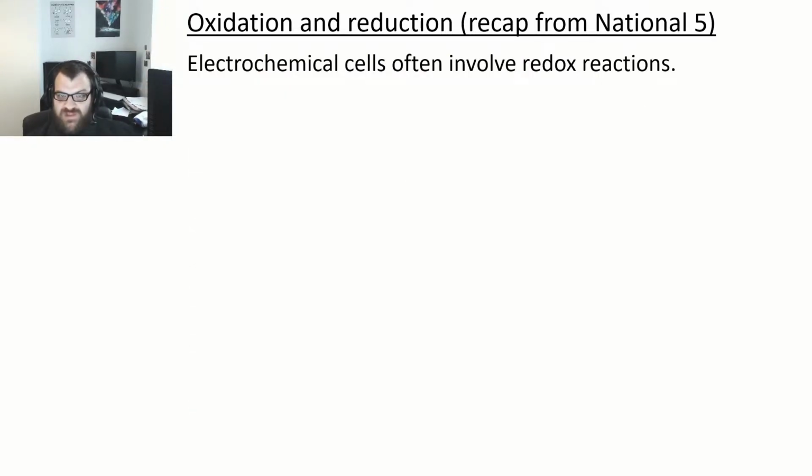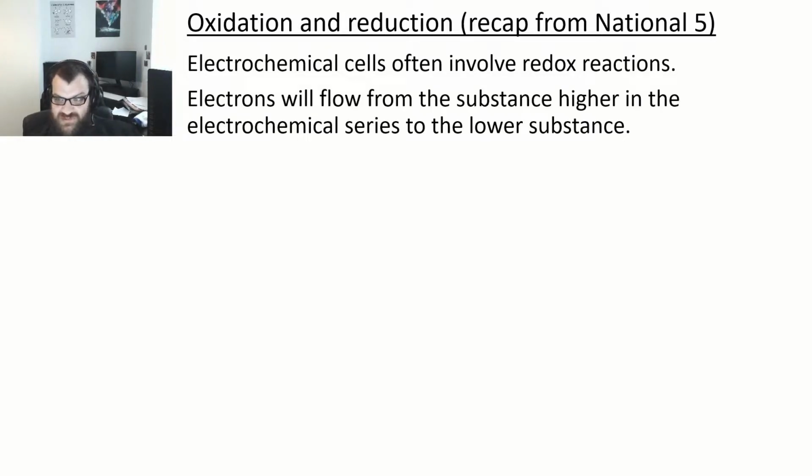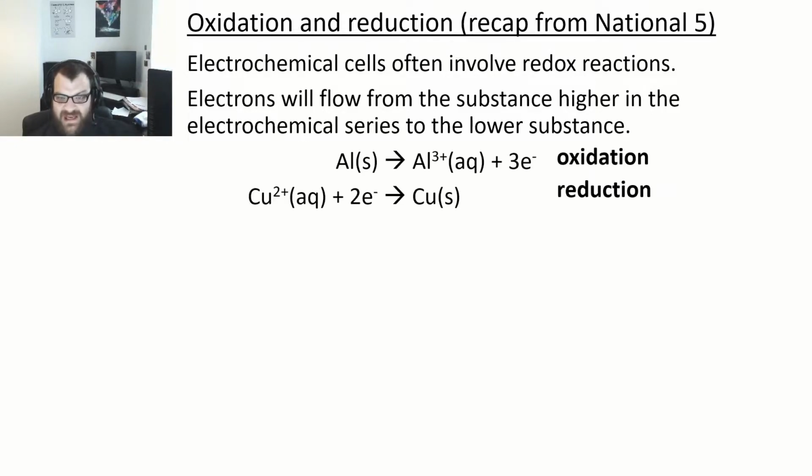A lot of the reactions that you would have looked at in National 5 involved electrochemical cells, where you have two metals connected by a wire in an electrolyte, which allows the electricity to flow. Electrons will flow from the substance that was higher up in the electrochemical series down to the one that's lower down in the electrochemical series. In this case, we've got aluminium and copper. Aluminium is higher up, therefore it will lose its electrons to copper. That's why aluminium is being oxidized and copper in this case is being reduced.